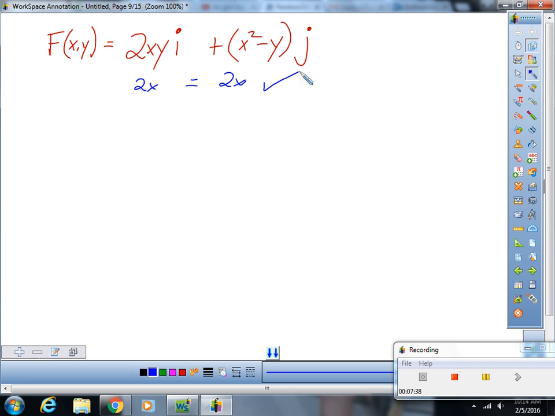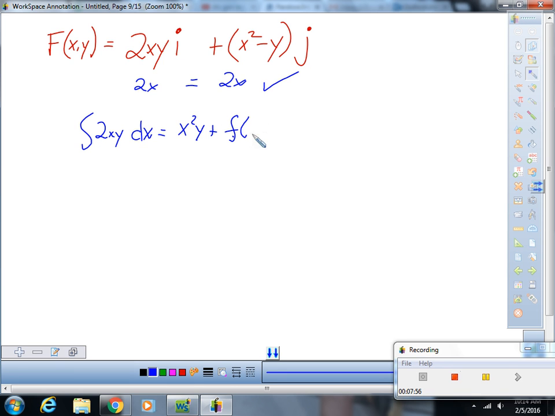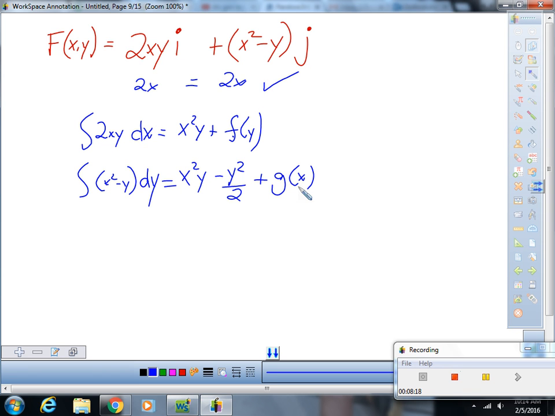So now we'll start. We're going to integrate 2xy with respect to x now, because remember, it got there by the gradient process. And so what do you get? x squared y plus, I guess I'll keep f of y. And the integral of x squared minus y with respect to y is x squared y minus y squared over 2 plus g of x. So what is g of x?